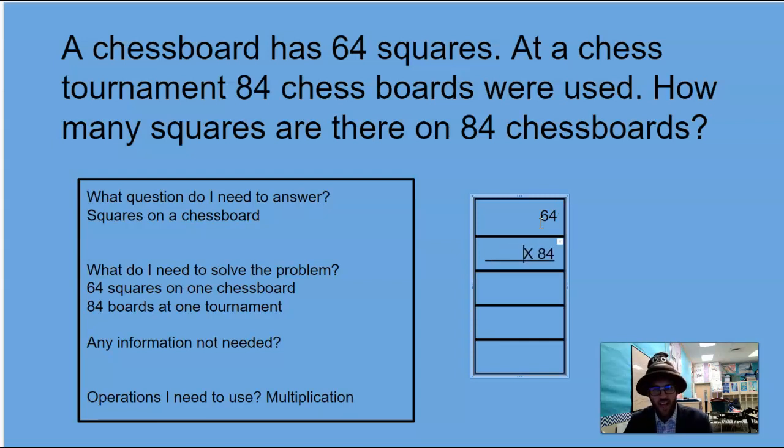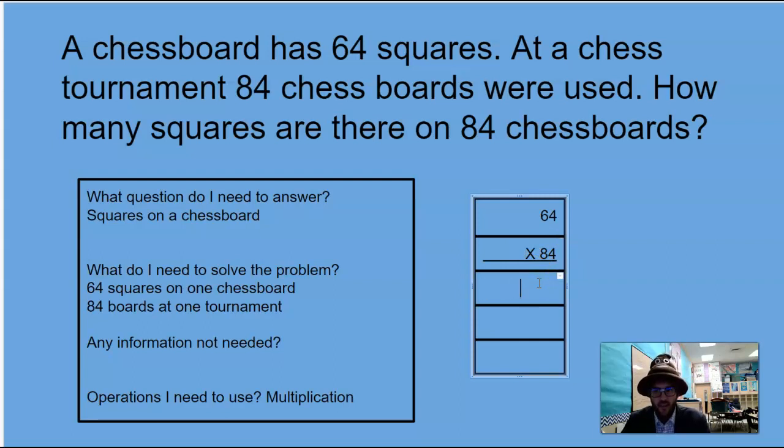If you don't like having 84 on the bottom, you could switch these numbers because the commutative property of multiplication says it doesn't matter what order you multiply in. If you have 64 on the top or 64 on the bottom, you're still going to get the same answer. So it's up to you which number you want to have on the top or the bottom. Whatever is easier for you.